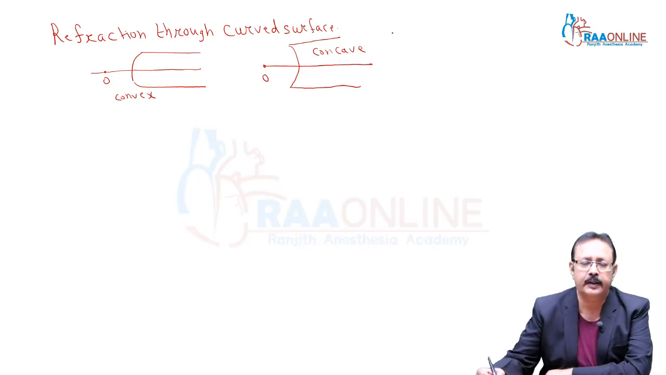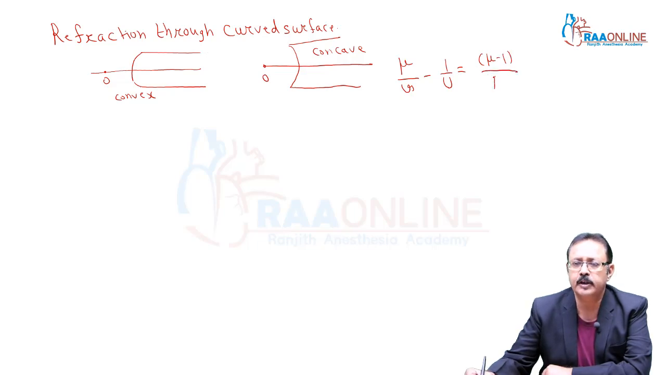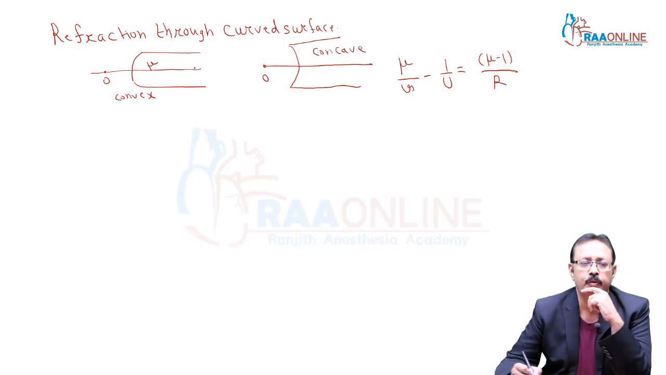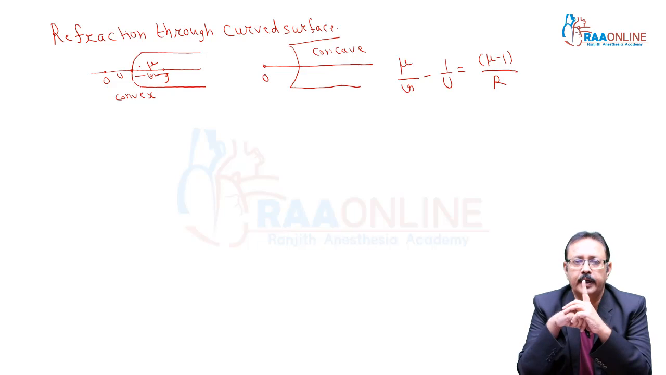You know the derivation. If you are observing the refraction through a curved surface, what you will get? Mu upon V minus 1 upon U is equal to mu minus 1 upon R. What is mu? Mu is the refractive index of this medium with respect to this medium, meaning the rarer medium. What is V? V is where you will get the image of the object. What is U? Object distance from the surface, this point, it is U. Where you are getting the image, that distance from this point is known as V. So according to this formula, you can get the position of the image.